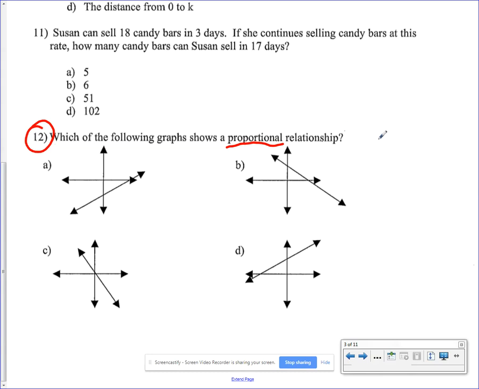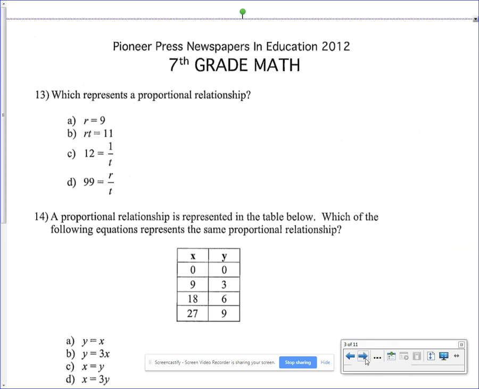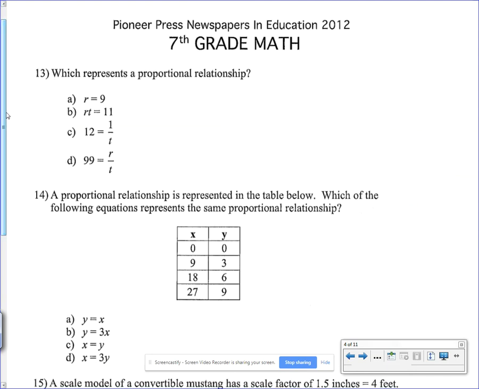A proportional graph, so write down the word graph, it always goes through the origin, because we just have some kind of multiplier, all right? So as long as you have that written down, you probably can already determine what that answer is. Now I want you to turn, because we have to look at both question number 13 and number 14, okay? Because we're still talking about proportional.